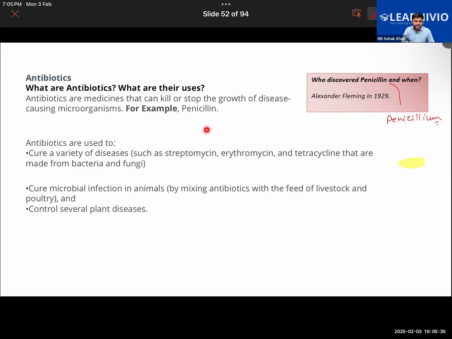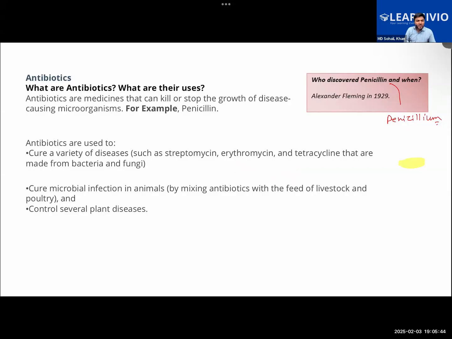We have some more examples like streptomycin, erythromycin, and tetracycline, which are other examples of antibiotics. Then they can not only be used on humans, but can be used for plants also.